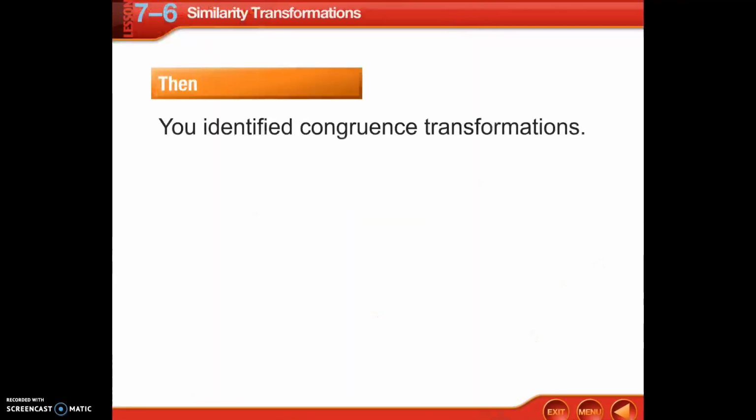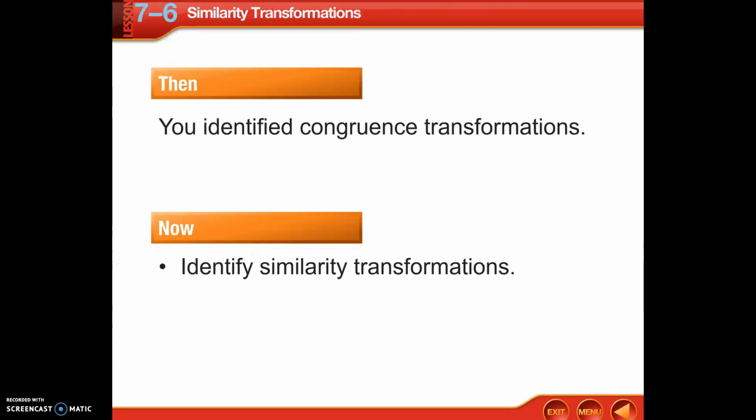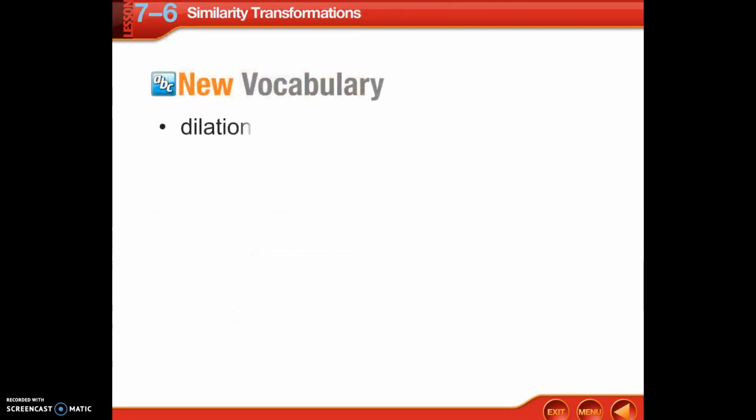And that similarity transformation that we're going to be talking about is called a dilation. So we have two types of dilation. We have a reduction, so something is getting smaller, and an enlargement. Something is getting bigger.